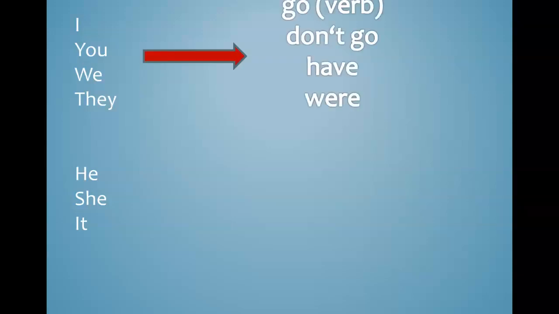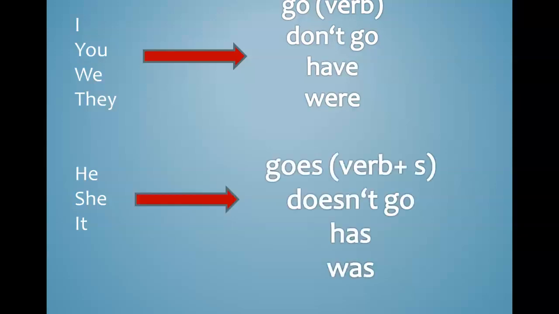So when we have I, you, we, or they, we have go. Just a verb with no ending for the simple present. However, when we have he, she, or it, we say goes, the verb plus s. So while we say you go, we say she goes. We work, he works. So you should be able to hear that and know whether it's right or wrong. This is also true in the negative for the simple present. We say I, you, we, or they don't go, but for he, she, or it, we say doesn't go.